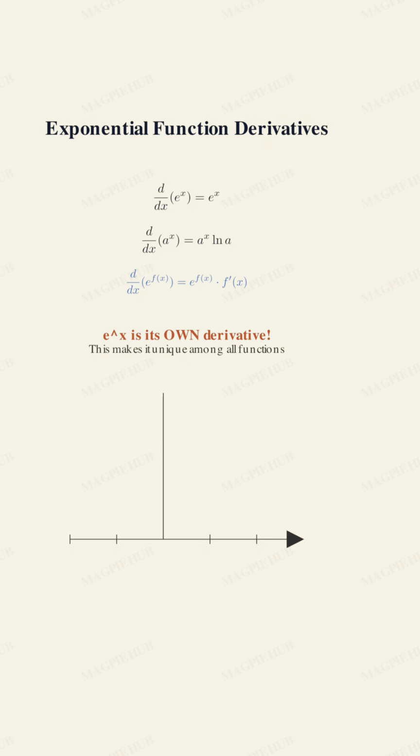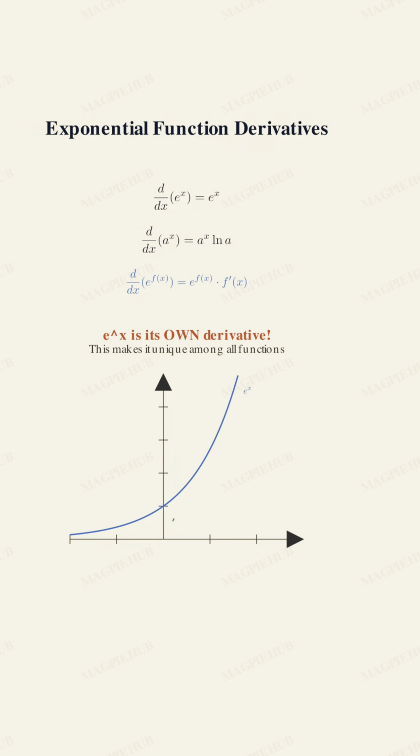Exponential function derivatives. The derivative of e to the x is e to the x itself. This is the only function that is its own derivative, making it incredibly special in mathematics. For a general base a to the x, the derivative is a to the x times natural log of a.